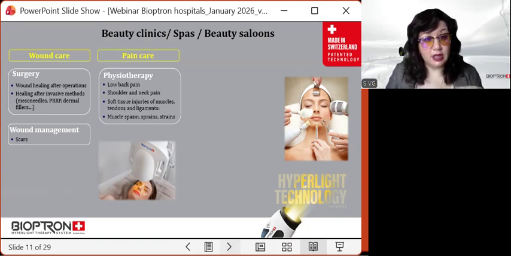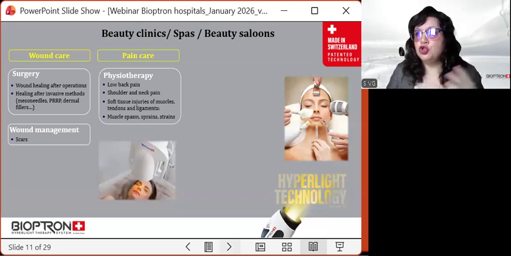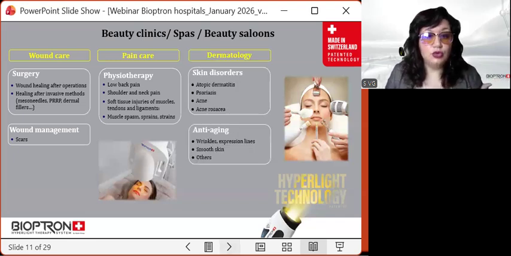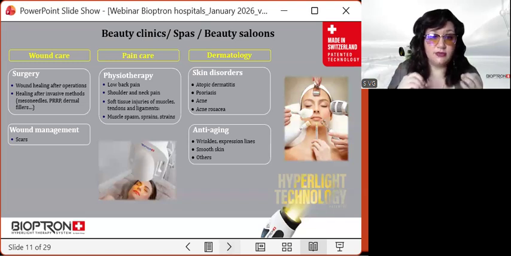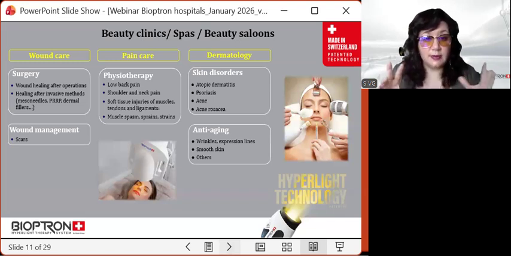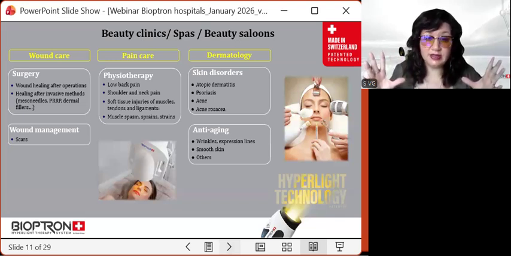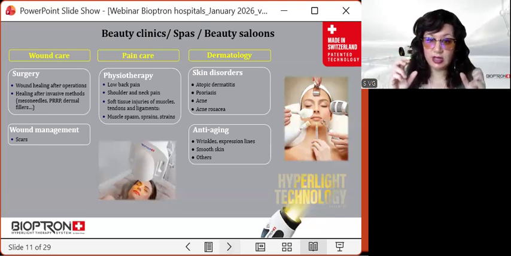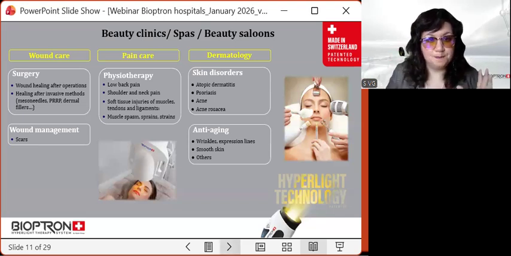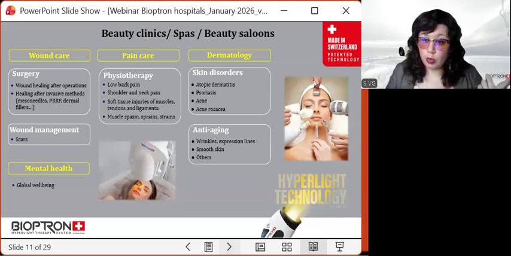In pain care, there are people that go to spas also to feel better. Bioptron can address the eventual pains that they can have, low back pain, some small lesions, or just because they want to feel better. And to treat some dermatological issues, as we say, for psoriasis, acne, dermatitis, and just for a global anti-aging treatment to treat the wrinkles, the expression lines, etc. For global well-being, as we say, they don't necessarily need to have a mental pathology, but it can be used for global wellness.